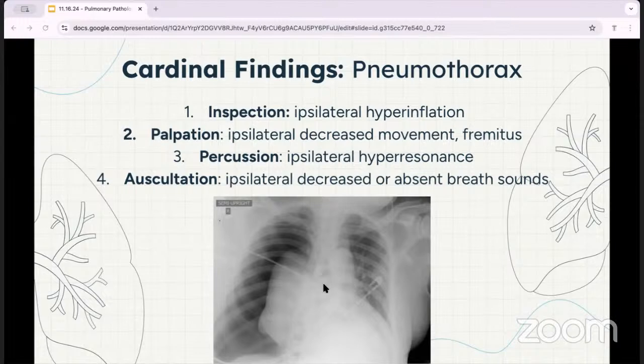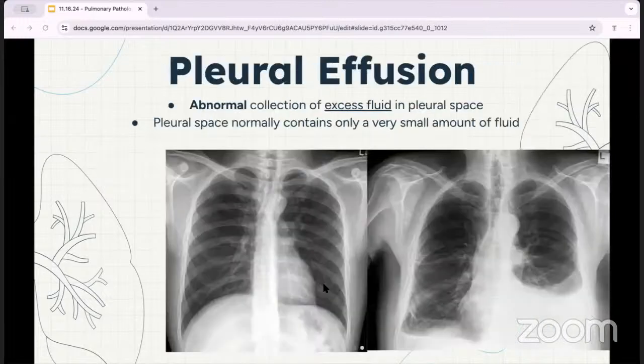So imagine a patient with sudden chest pain who comes in with shortness of breath. By combining the findings from your inspection, palpation, percussion, and also auscultation, you can quickly suspect a pneumothorax and take immediate action to save the patient's life. Now let's talk about our third disease for today before we get into our case studies, pleural effusion.